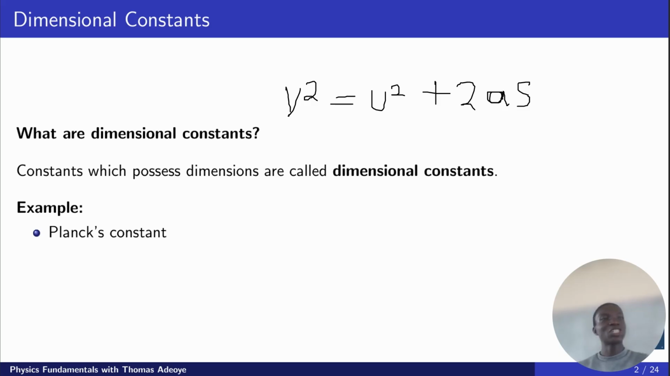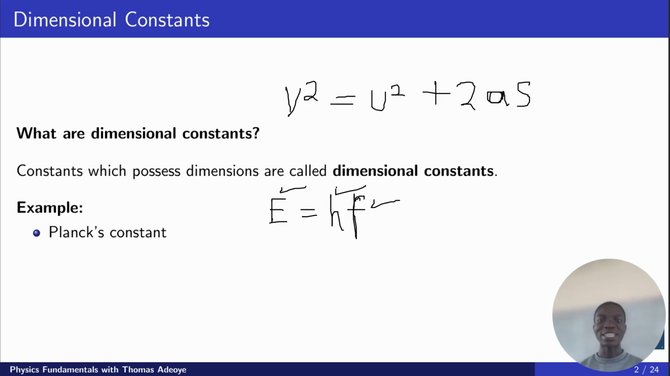But dimensional constants are different. They are not dimensionless. They have dimensions, even though they have fixed values. An example of them is the Planck constant. Planck's constant appears in this formula, E equals hf, where h is the Planck constant, f is frequency, and E stands for energy.